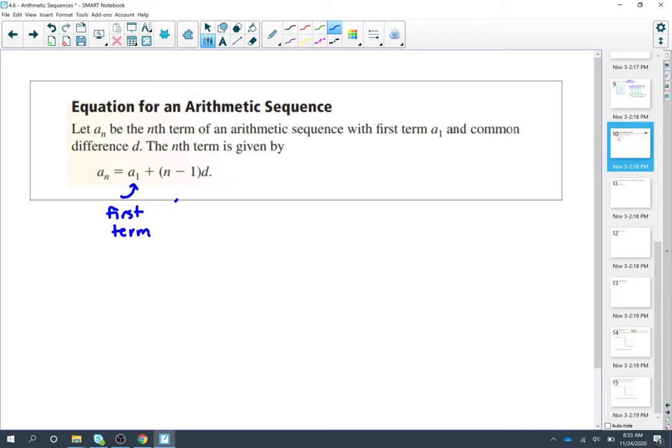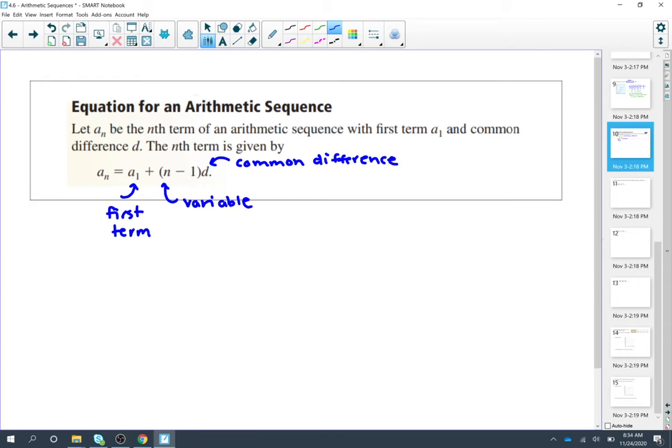N is going to be a variable, so we're going to leave that as n. So kind of like x and y, that would be your x. And then d is your common difference.